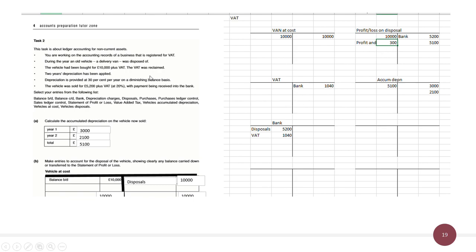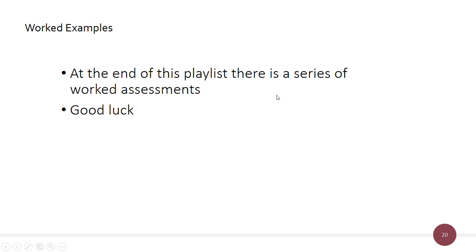There are some worked examples later on in this playlist, but really all we're doing here is T accounts. In this question, what we were asked for was the vehicles at cost account. I think we were asked for the bank account and the profit and loss disposal one. They left these two out deliberately, and the reason they leave them out deliberately is to see whether you will try and immediately answer these things, do it in your head, rather than doing it easily, which is just do the full set of T accounts.